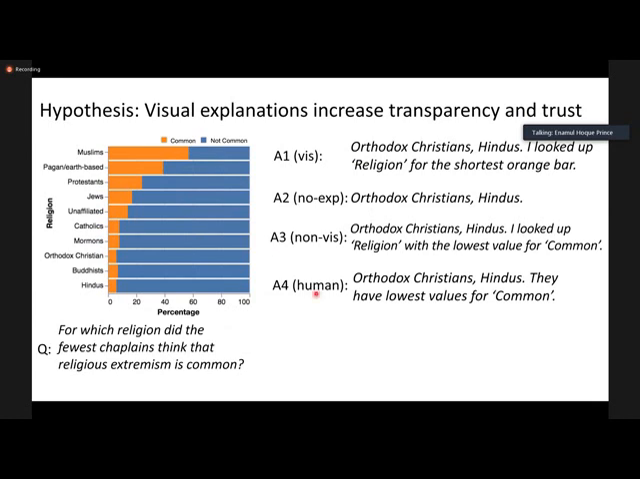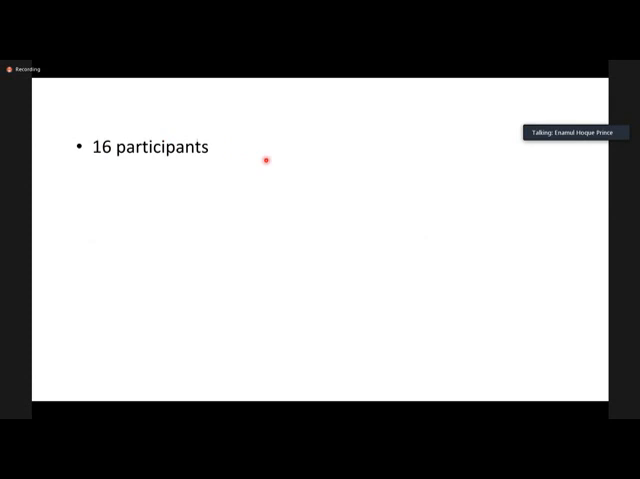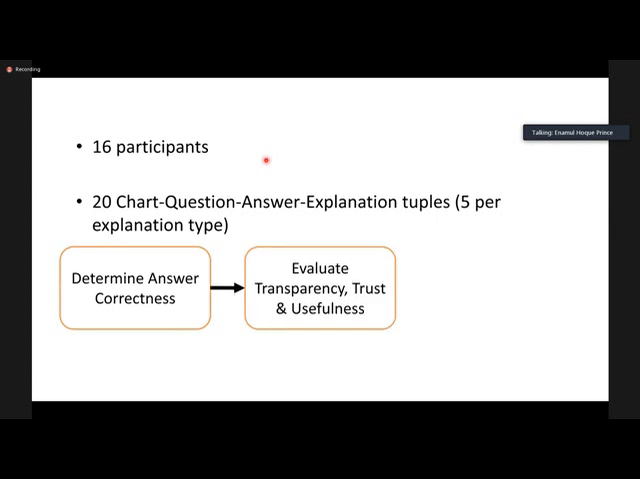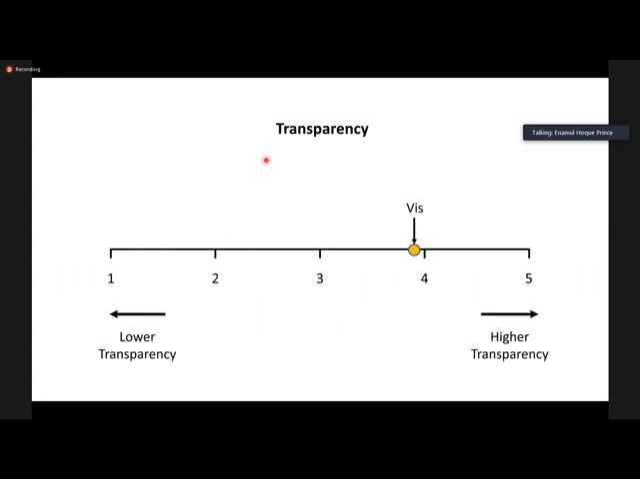We ran a user study with 16 participants with 20 chart question answer explanations, and then we evaluated the transparency, trust, and use. Very quickly, we found that if we provide the explanation to the user, that can significantly improve the transparency. Notice that if you provide no explanation at all, then people don't find the model to be transparent, whereas if we provide visual explanation, then they're much better.